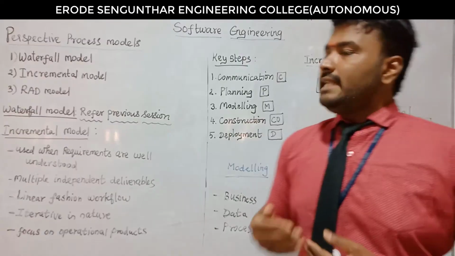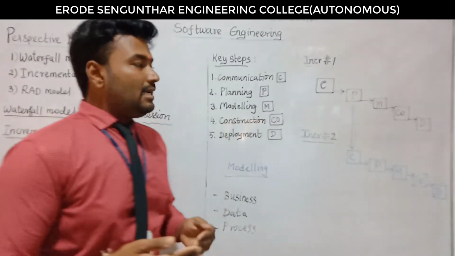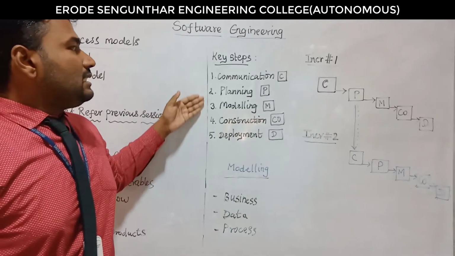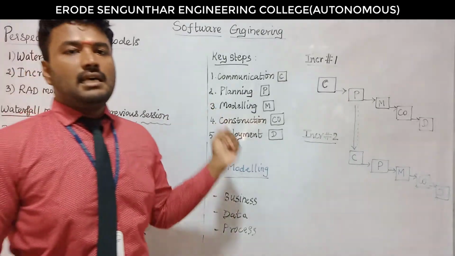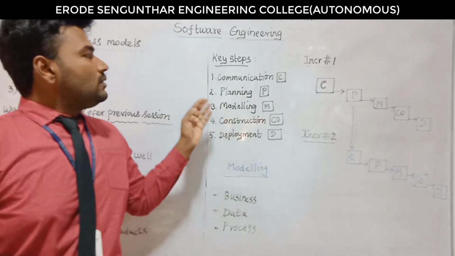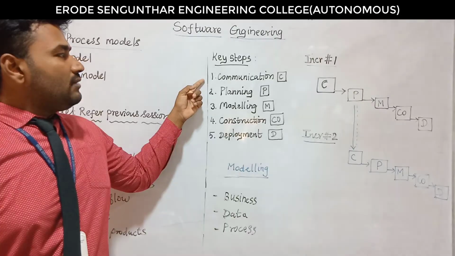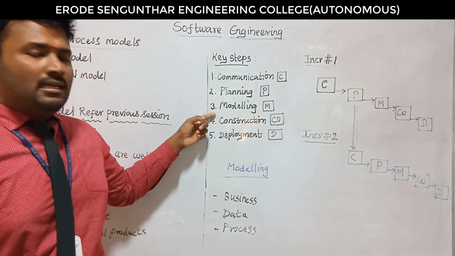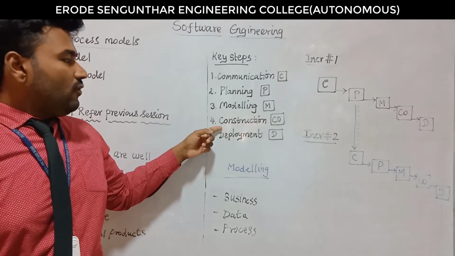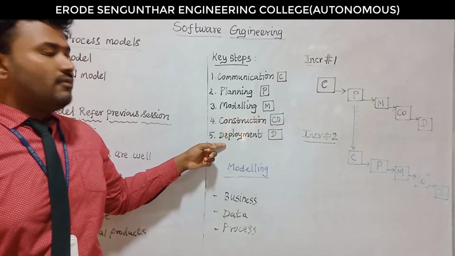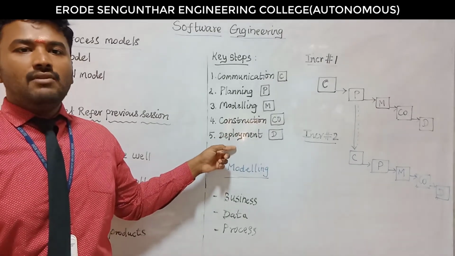Next, we will move on to the key steps involved in this incremental development model. The first point says it involves communication followed by planning. Next one is modeling. The fourth one is construction, and the fifth one is deployment or the deliverable product.